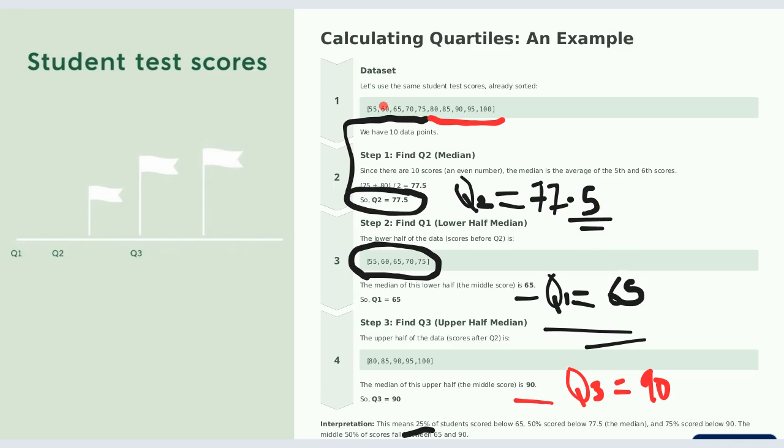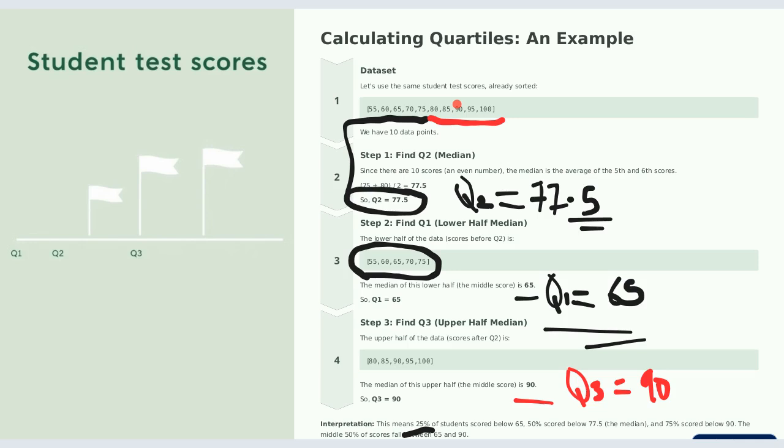So you can see where I used black and red ink. The lower half is from 55 to 75. The middle number of that lower half, which is 65, is Q1, the first quartile. The median of the upper half, which in this case is 90, you can see in the red ink I used there, is Q3. That's the 75th percentile. So Q1 is the 25th percentile, which is the median of the lower half.